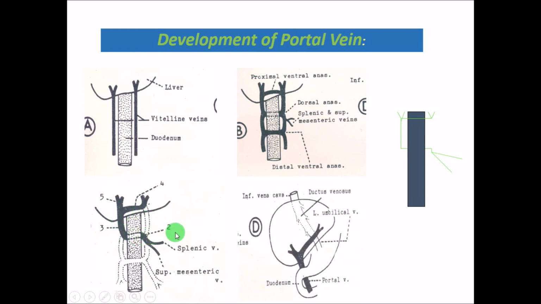Later it straightens and the duodenum twists, and the portal vein is finally formed. So there will be the superior mesenteric vein down and the splenic vein, and the portal vein becomes straight, and the two communications. This is the proximal ventral anastomosis, which becomes long and becomes the branch of the portal vein. The left portal vein and the right portal vein, the right portal branch, will be on this side. And this is the liver. So this is how the development of the portal vein will take place.